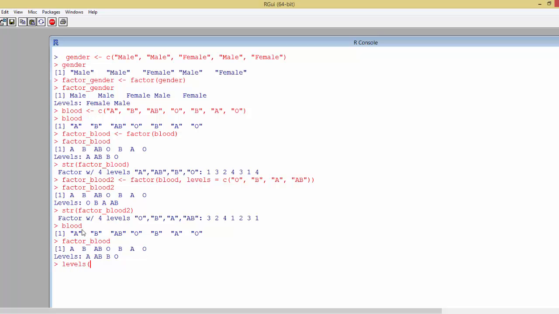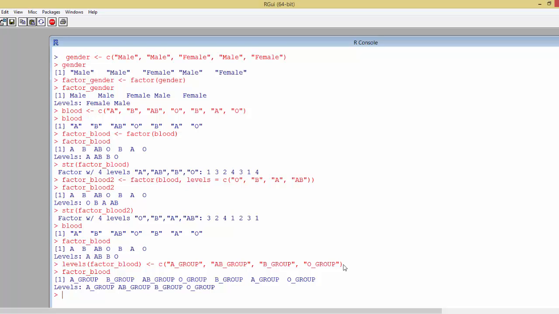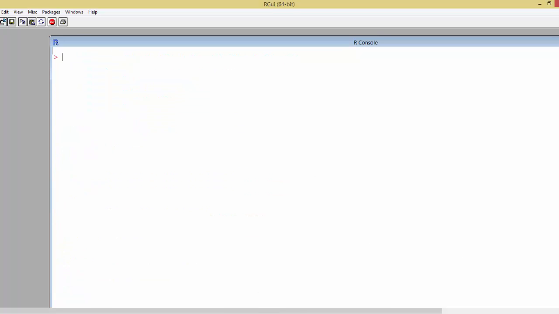Now if you want to change the names, you would say levels of factor_blood and create a vector. If you type in factor_blood, you would be seeing the new names of your factor levels. Okay, so in this way you can actually directly change the names also.